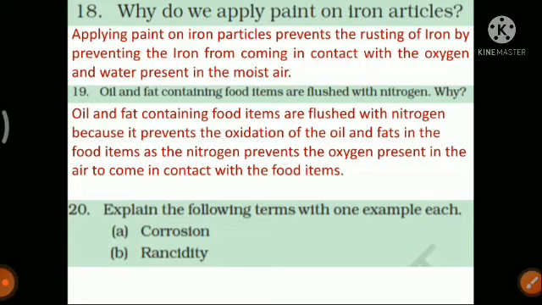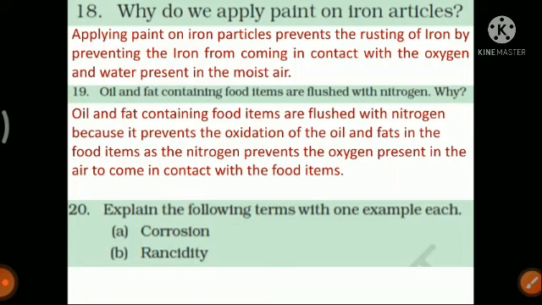Now 18. Why do we apply paint on iron particles? Because applying paint prevents rusting of iron. How does it prevent rusting? Because for rusting to occur, the most important condition is that water and oxygen together, at the same time, must come in contact with iron.